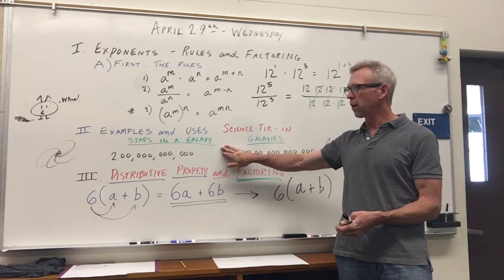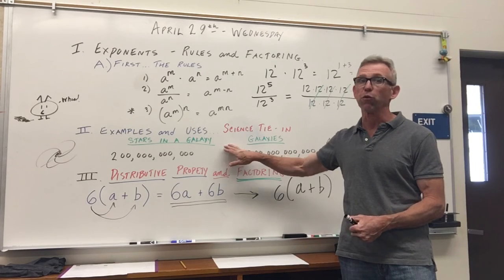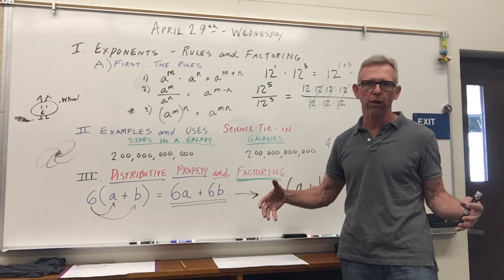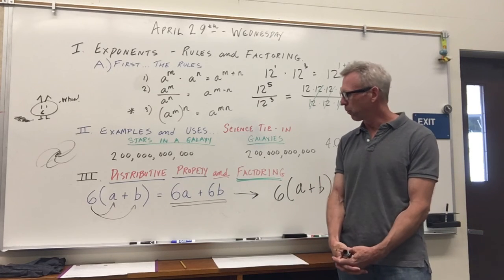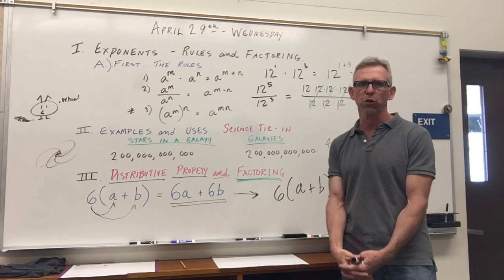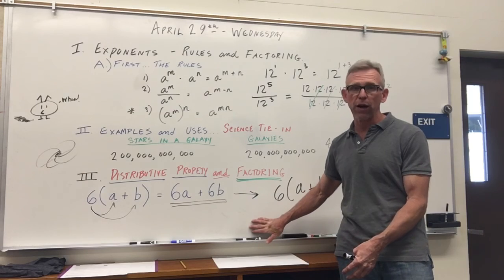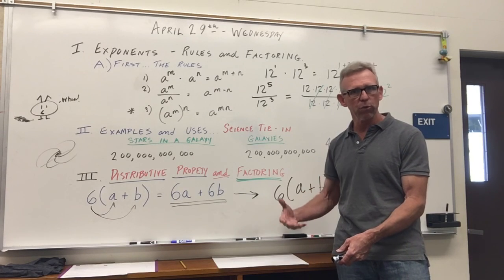Where do we use exponents? Very often in scientific notation, we use them for expressing very, very large quantities and very, very small quantities too. And then finally, the distributive property and factoring, they sort of go opposite of each other. They're sort of like the mirror image of each other. You're going to be doing a lot of factoring in algebra, and it's something to get good practice with.